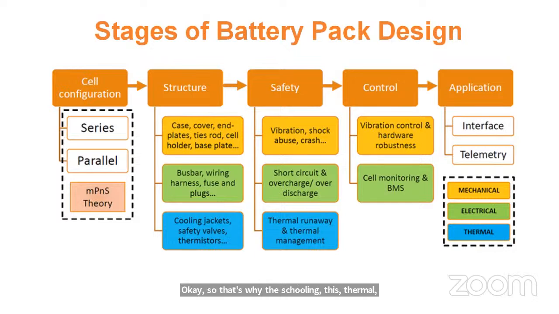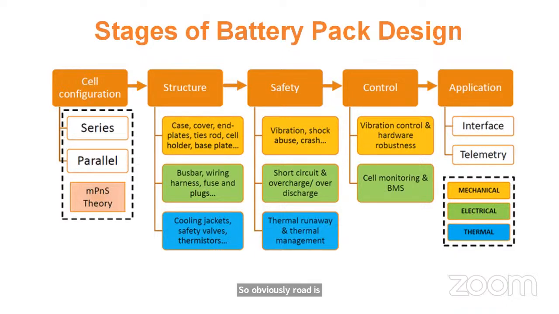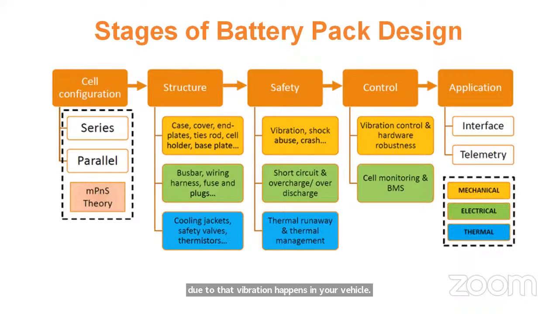Safety, your battery should be safe. How should it be safe? It should be safe from vibration. It should be safe from shock. It should be safe from shock abuse. It should be safe from crash. Suppose your vehicle is running on the road. So obviously the road is not 100% perfectly plain. Okay, there are some irregularities on the roads, and due to that vibration happens in your vehicle. And your battery pack should be designed in such a way that it could withstand all those vibrations.